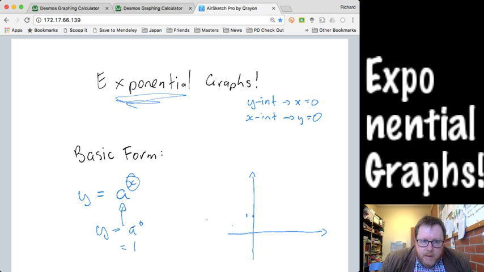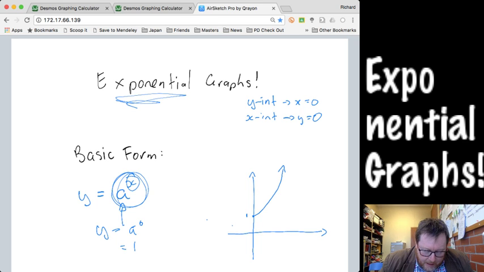Then what happens when x gets bigger? Just on a basic level, as x gets bigger, y, which is the whole of a to the power of x, is going to get massively bigger. So we're going to get this kind of form happening. It's not meant to be a parabola. It's meant to be a line that's increasing quickly.